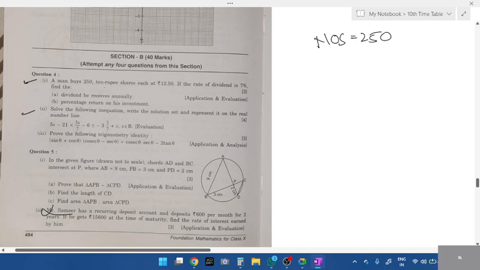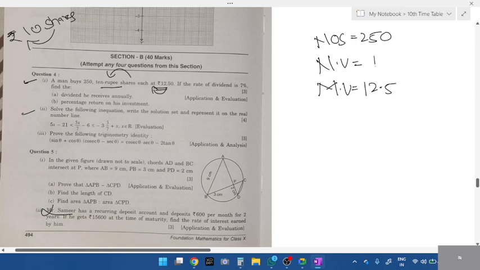10 rupees shares. Look here, 10 rupees shares each at 12.5. Whenever at is given, what did I tell you all? It is market value. What is market value? 12.5. What do you mean by share? Nominal value. Look how they have changed the question. Usually we used to get rupees 10 share like this. Before share, whatever you get, that is nominal value. Here 10 rupees share is given as nominal value.